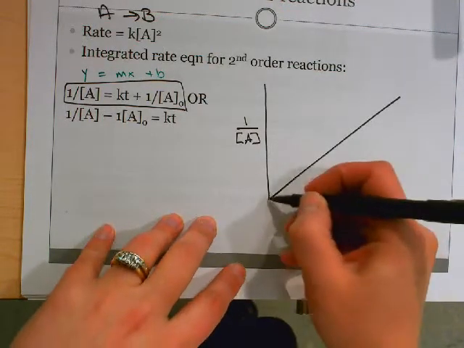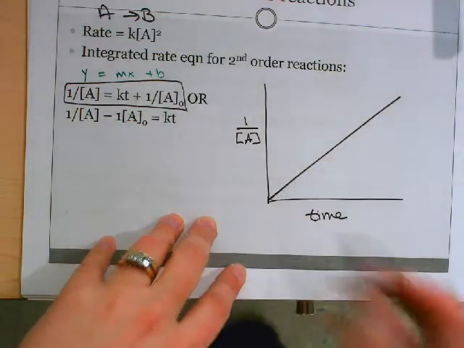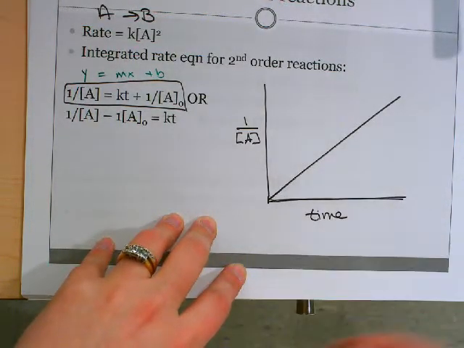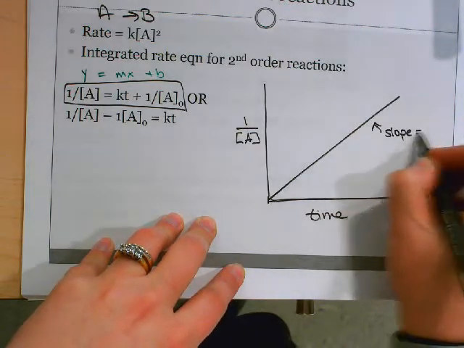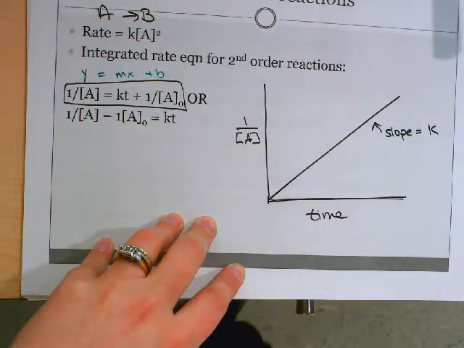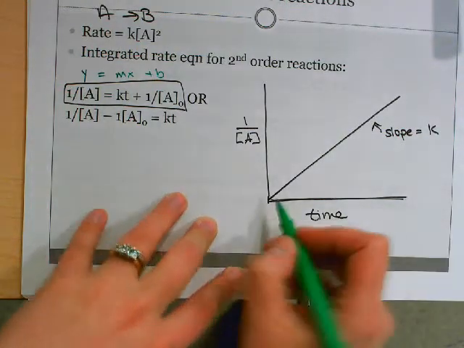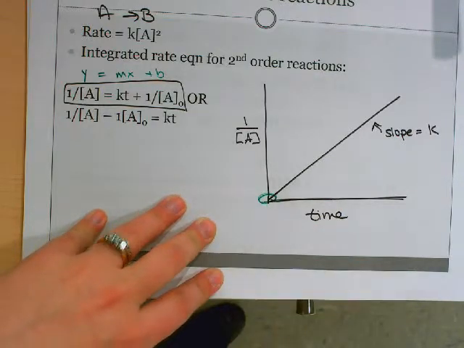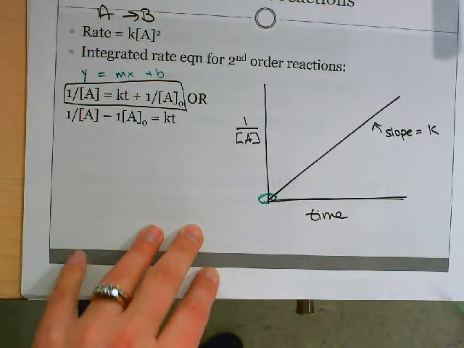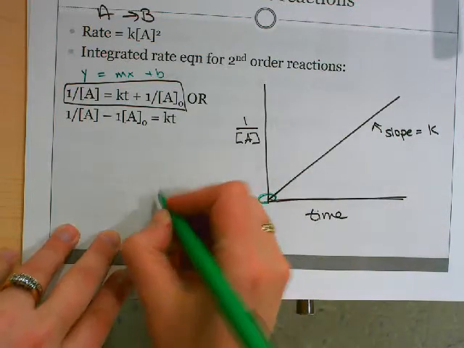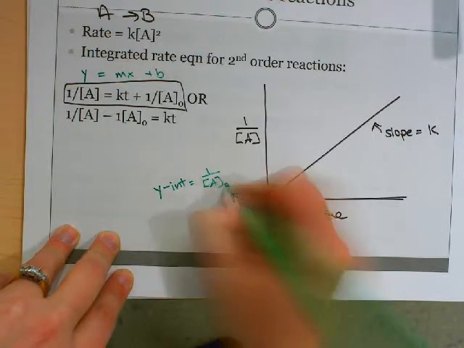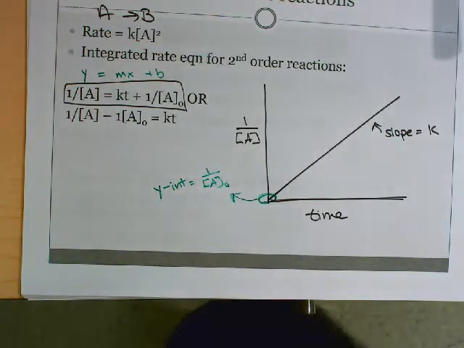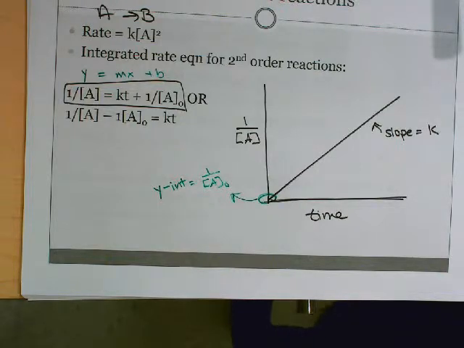I realize it shouldn't be right at the 0. So this has a slope equal to K. Then the last point on my graph will be right here, not 0, but really close to 0. The y-intercept is 1 over the initial concentration.